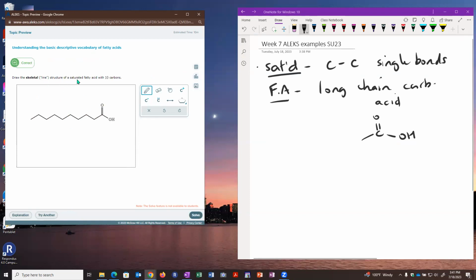If it's asking for unsaturated, then you'd need at least one carbon-carbon double bond somewhere in here. If it says polyunsaturated, then you'll need to have multiple carbon-carbon double bonds.